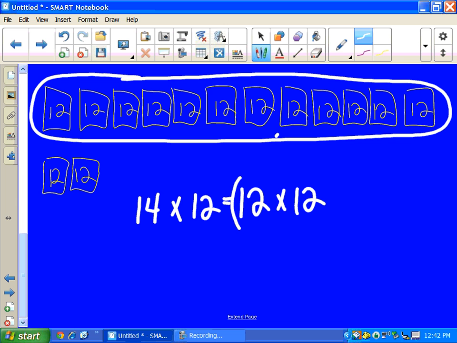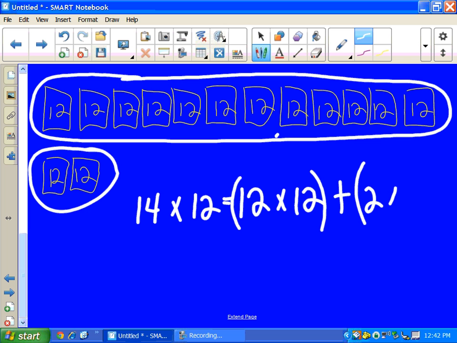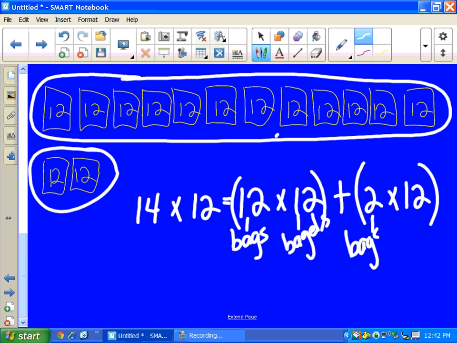right here, plus 2 more groups of 12. Again, this is the number of bags I'm counting. These are bagels in those bags. Same thing here, bags, bagels. So I have accounted for all 14 groups. 12 bags right here, and 2 more bags right there is 14 bags of the bagels.